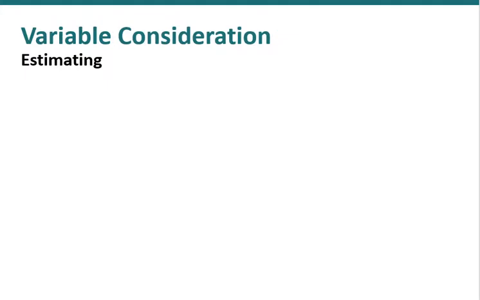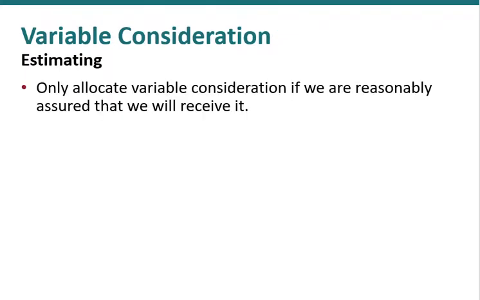In estimating variable consideration, we're only going to want to allocate variable consideration if we're reasonably sure we're going to receive it. In other words, as we're allocating that transaction price to a particular part of the contract, we need a price, transaction price that is, to make that allocation. And we have to be fairly certain we're going to actually receive that consideration.